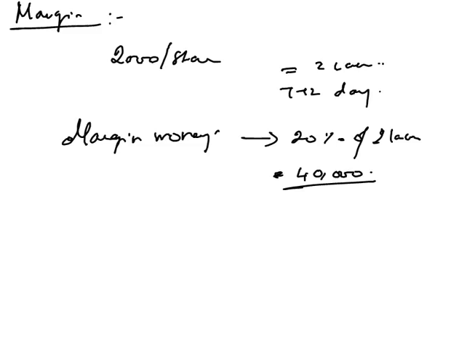So this margin is applicable both to the buyer as well as the seller. Both of them have to deposit this margin money to the stock exchange in case they are involved in a derivatives contract, particularly futures and options.